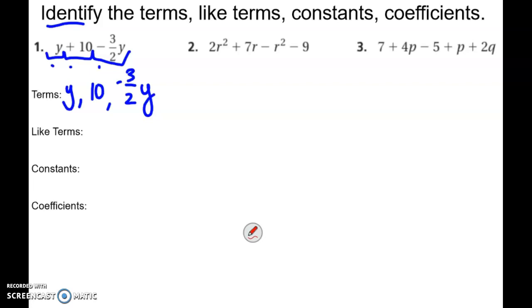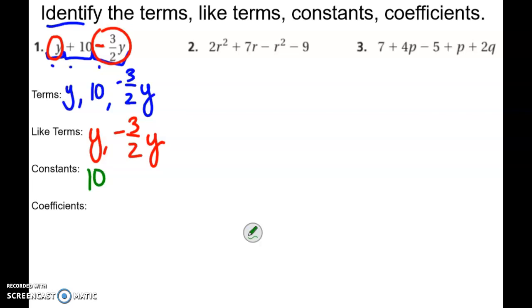Okay? It's important to remember that that negative stays glued to that term. So it's a -3/2 y. Like terms. Same variable, same power or exponent. So my like terms here are the y's, right? These 2 are like terms. If I list them, y and the -3/2 y. Okay? Constants are plain numbers by themselves. My constant in this one is 10. It's positive 10. I don't have to write the plus sign though.